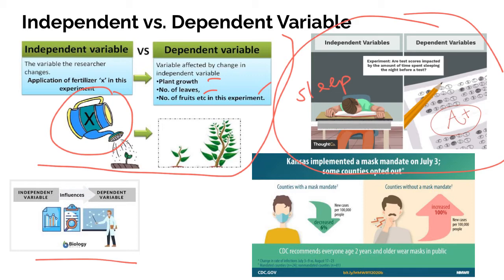Hopefully you said the independent variable was wearing masks. Perfect. Now, if wearing masks is the independent variable, what is the thing that the researchers are measuring? What is our dependent variable in this experiment? Hopefully you said number of cases. So the number of cases of COVID is the dependent variable in this experiment.